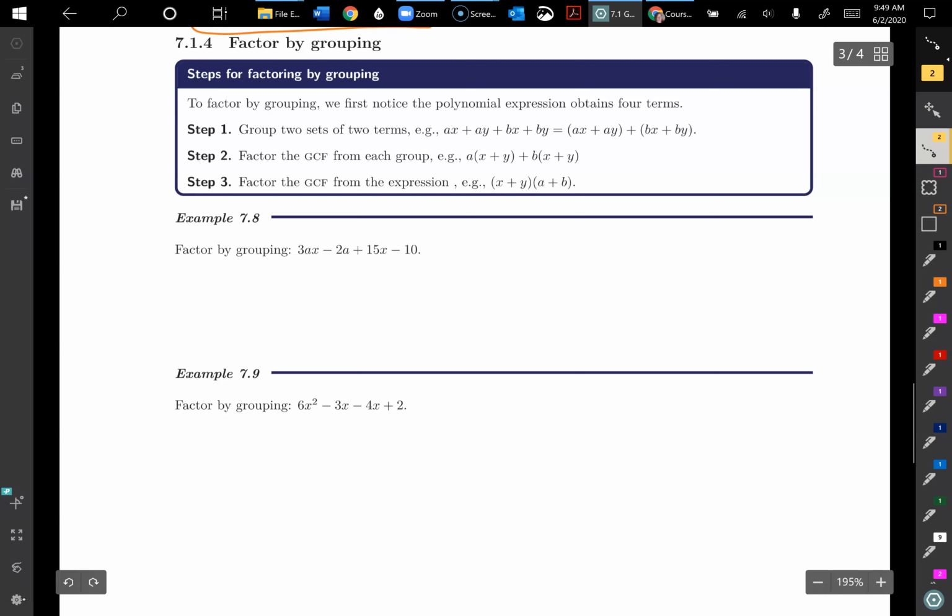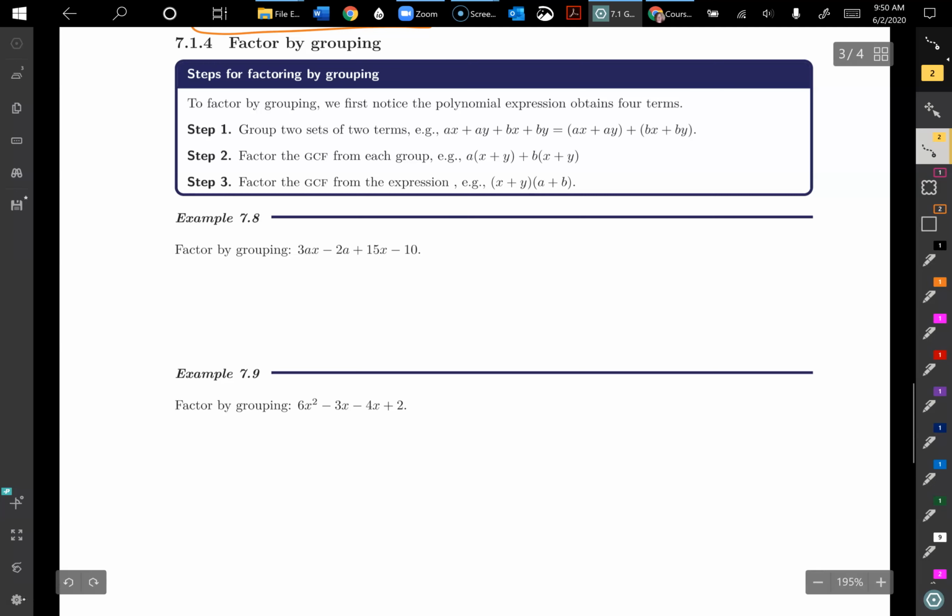So now we're going to look at 7.1.4, factor by grouping, steps for factoring by grouping. To factor by grouping, we first notice the polynomial expression contains 4 terms. We can actually use this technique for trinomials as well. We can split apart the middle term, because you know how you have FOIL and you have those 2 like terms in the middle. We can split those back apart and use factor by grouping. So just keep that in the back of your mind. But whenever you have 4 terms like this and they're kind of all different stuff going on, you would definitely need to use factor by grouping. There's not another option besides the intuitive reverse FOIL that we'll do in the next video set.